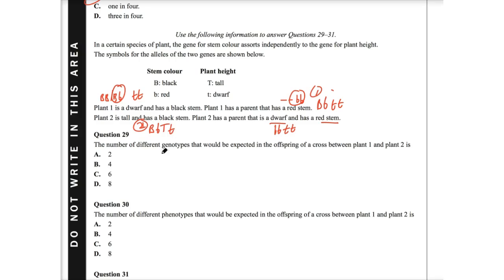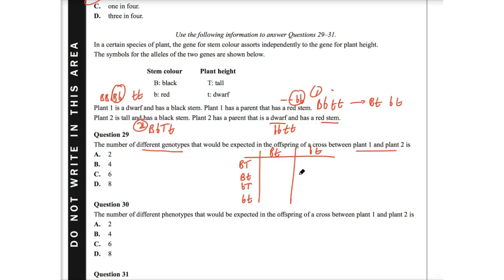Question 29 asks us the number of different genotypes, not phenotypes, genotypes, that would be expected in the offspring of a cross between plant 1 and plant 2. So we're going to actually perform a cross here, and I'll try and make it as clear as possible. I'm going to split that up into the two. What we've got here are two possible combinations, which will give us big B, little t or little b, little t. And then we're going to get the four different combinations, which are big B, big T, big B, little b, big T, and little b, little t.